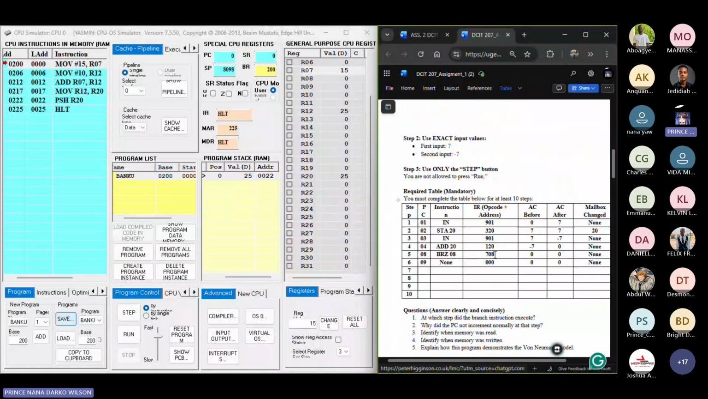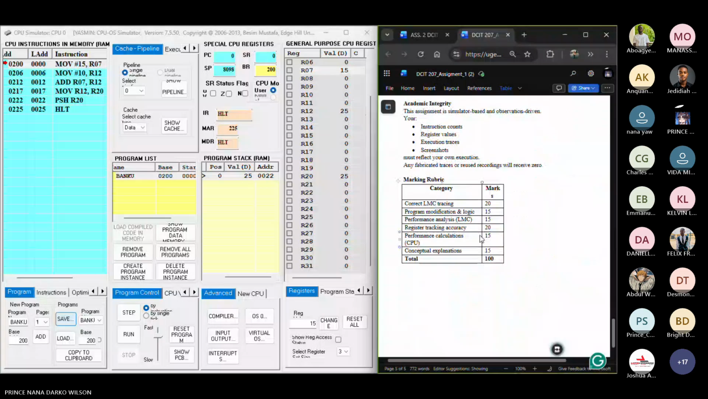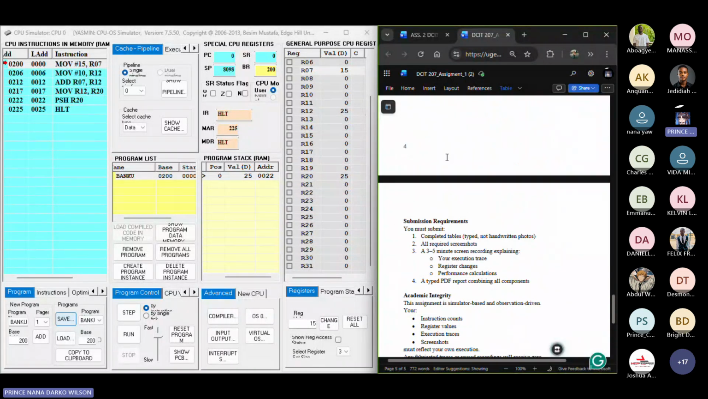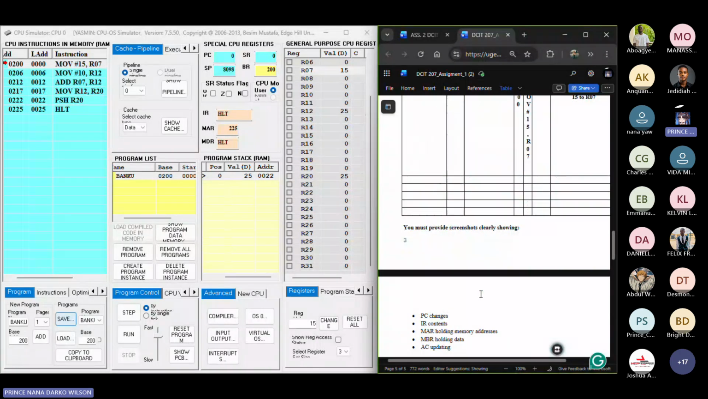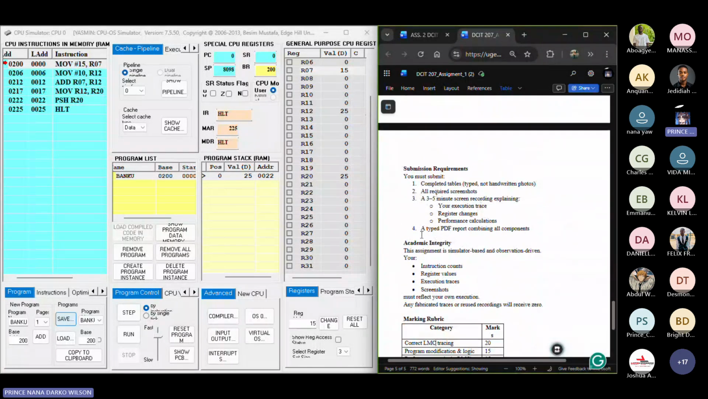And then, that's all. So performance calculations, you explain them too. You explain your calculations, by the way. You might not explain the formula in full; you say the formula, 1, 2, 3, 4, whatever, then you move on. And then they should all be in a typed PDF report that combines all the parts. And it says no fabricated traces or reused recordings, zeros and all that.